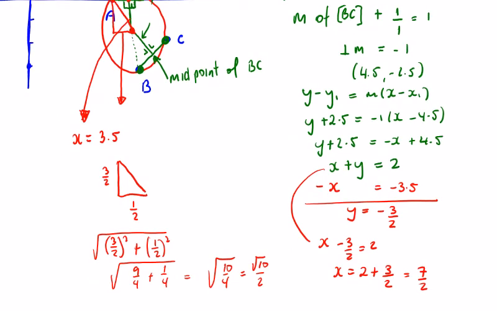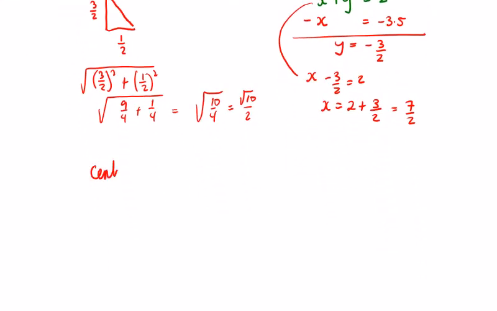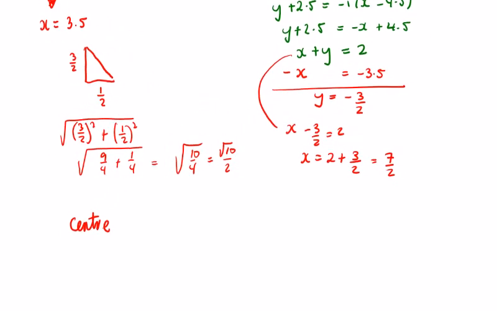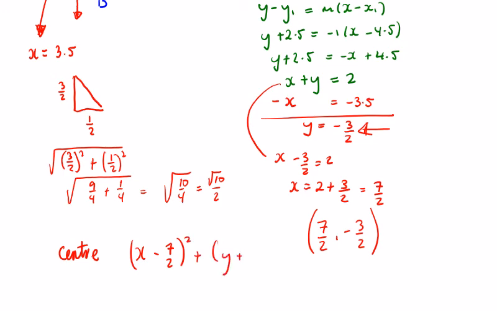So we apply this information. We have our center and we have our radius. So our center, just confirm what it was, x is equal to 7 over 2, and y was minus 3 over 2. So when we have the center, we can write x minus 7 over 2, squared, plus y plus 3 over 2, squared, is equal to the radius squared. Well, the radius squared is just going to give me 10 over 4. You can see the radius is root 10 over 2, so we square it, we'll get 10 over 4.